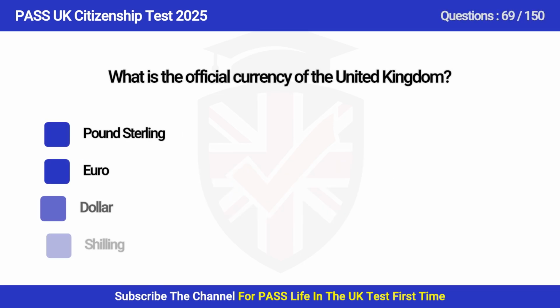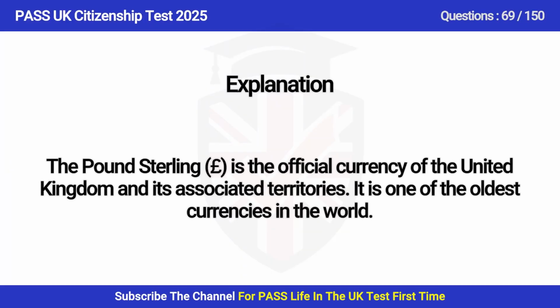Question 69. What is the official currency of the United Kingdom? A. Pound sterling, B. Euro, C. Dollar, D. Shilling. Answer is A. Pound sterling. The pound sterling is the official currency of the United Kingdom and its associated territories. It is one of the oldest currencies in the world.